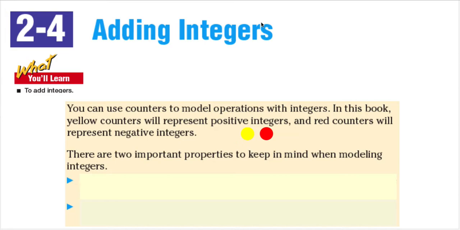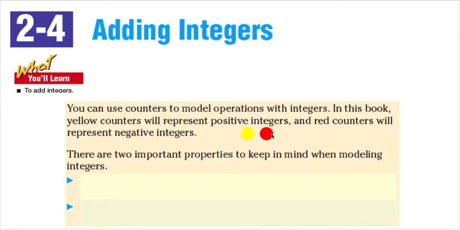Lesson 2-4, adding integers, and in this lesson you learn to add integers. Okay. Now in adding integers, we can use counters to model operations with integers. So in this book, yellow counters will represent positive integers. Red counters will represent negative integers.